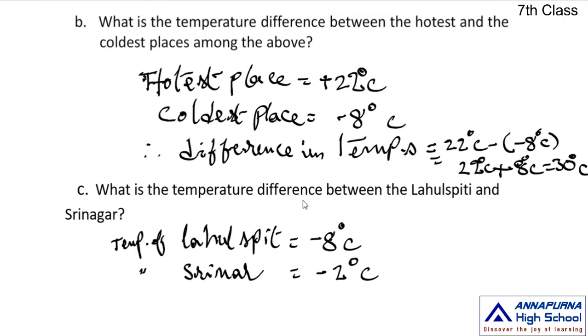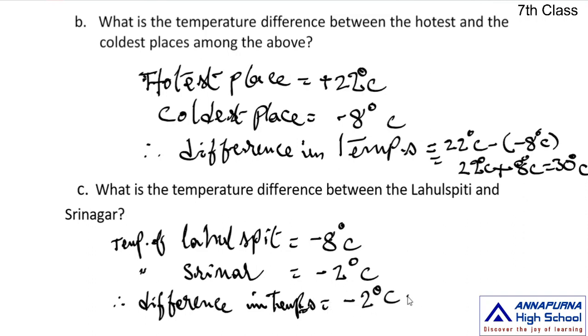Now here also he is asking the difference between Lahul Spiti and Srinagar. To find the difference of these two integers, which one is the greater integer? Minus 2 or minus 8? Obviously minus 2 is the greater integer. Why? Because of its position on the number line. Therefore difference in temperatures is equal to minus 2, this is the higher integer, minus of minus 8 degrees centigrade.